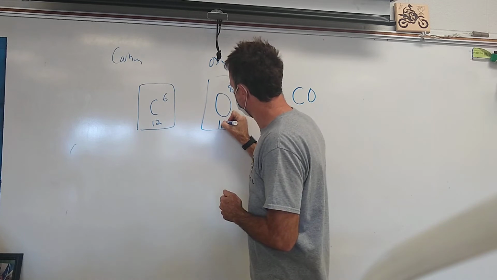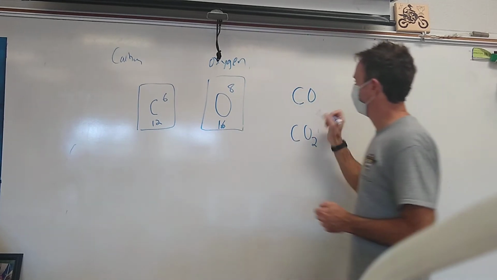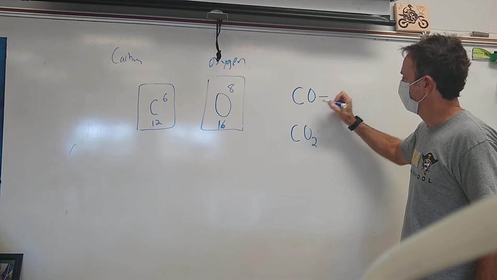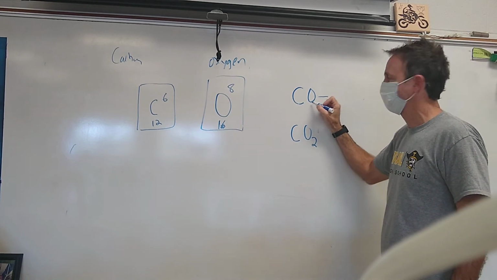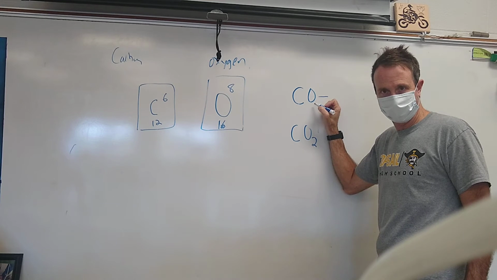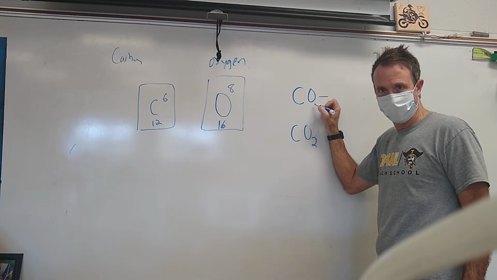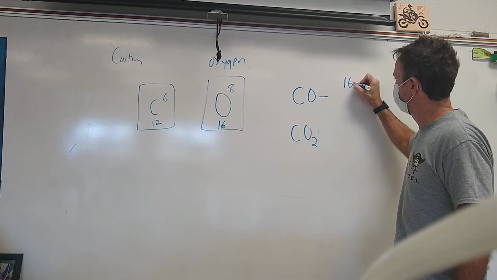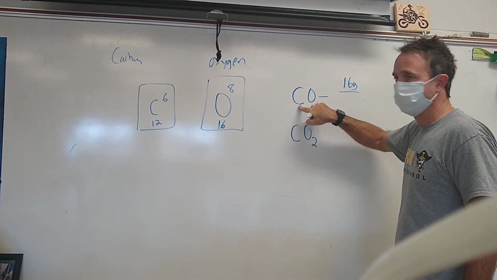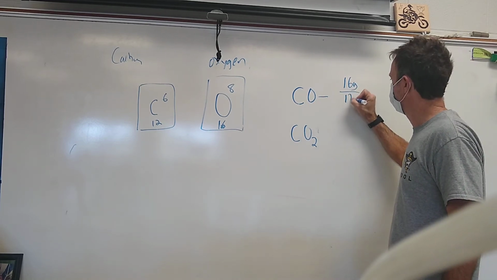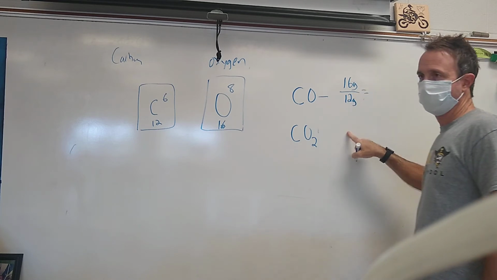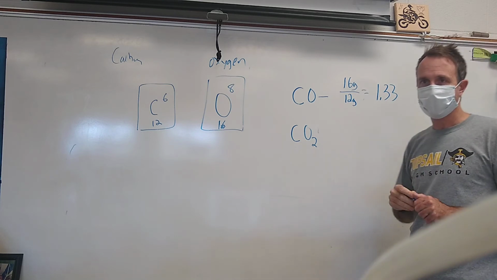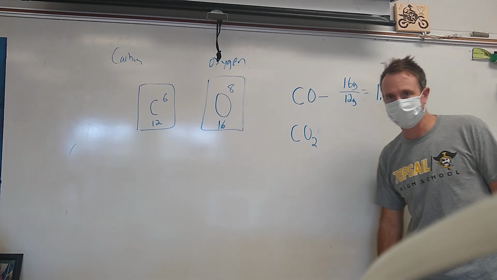All right? So if we look right here at the ratio of oxygen to carbon, because oxygen's the heavier one, I'm going to put it first, okay? Right? Then if we have one oxygen, that's 16 grams. And there's only one carbon in this formula, so that's 12 grams. 16 divided by 12 is 1.33 on your calculator, right?